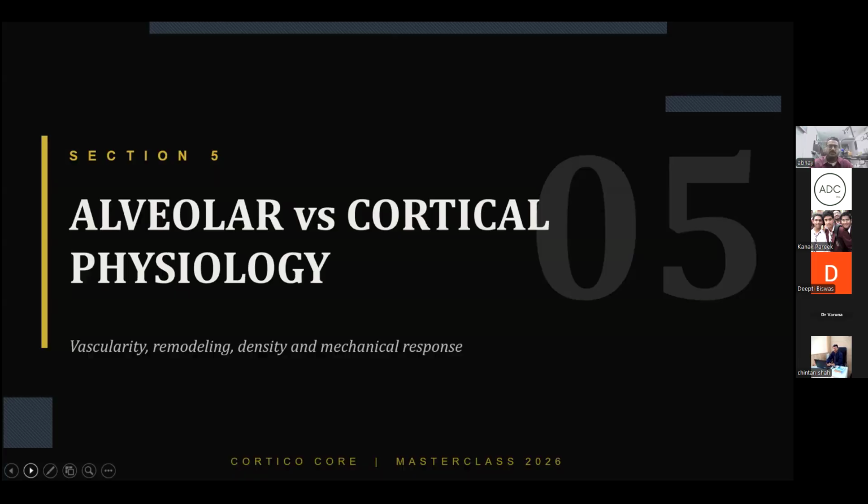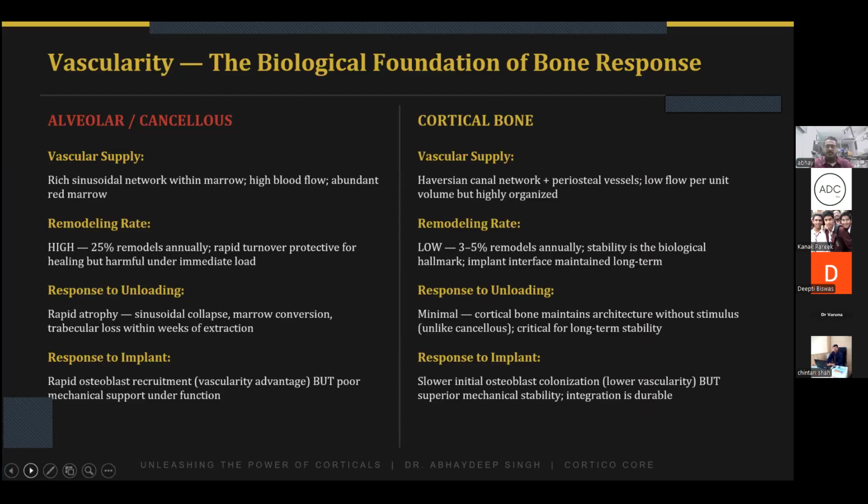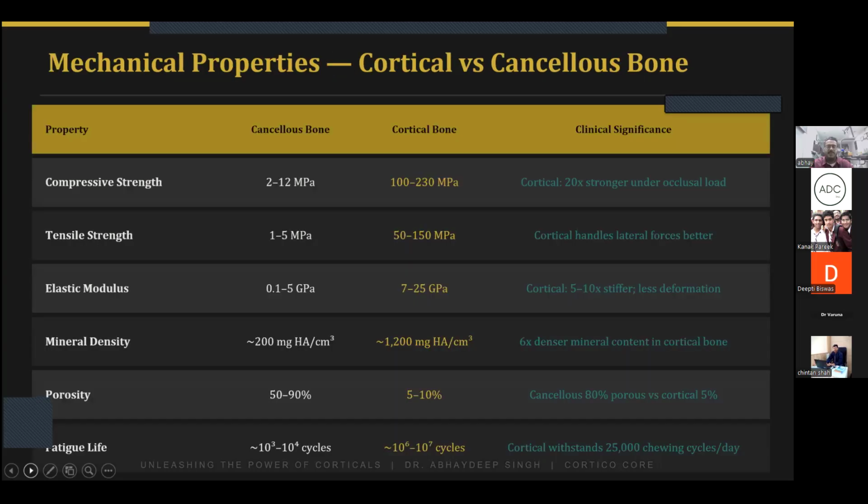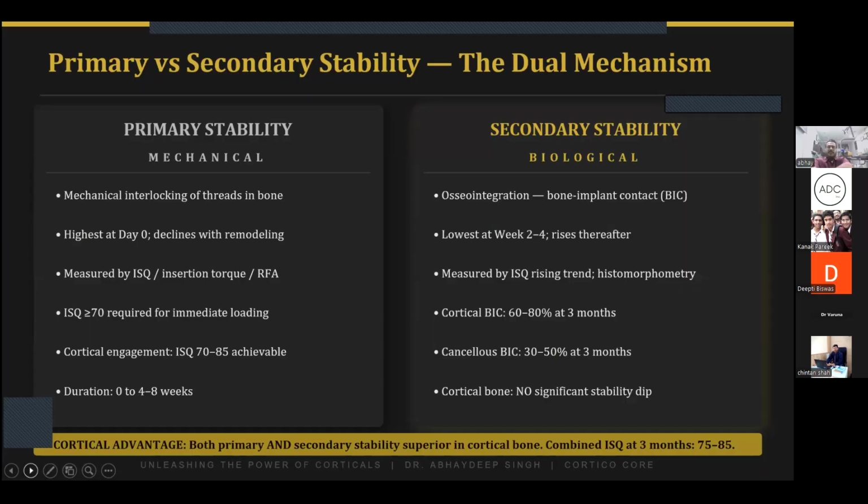Okay. So physiology and biological foundation, I have explained it to you very well. The remodeling, the response to loading and unloading, the response to implant, the response to any kind of stimulus, how the bone reacts. Okay, this is very important. Even though I've told you most of the things, so just go through this.